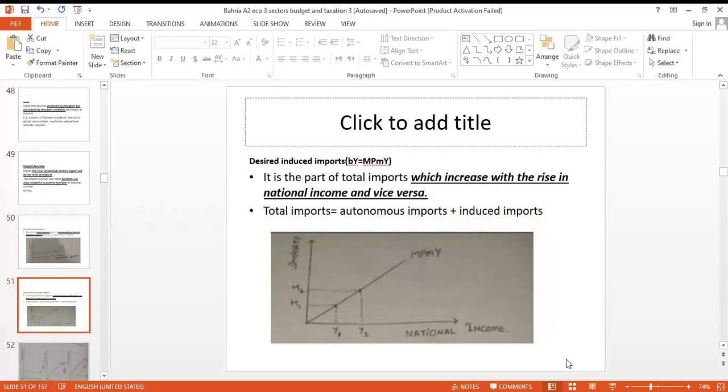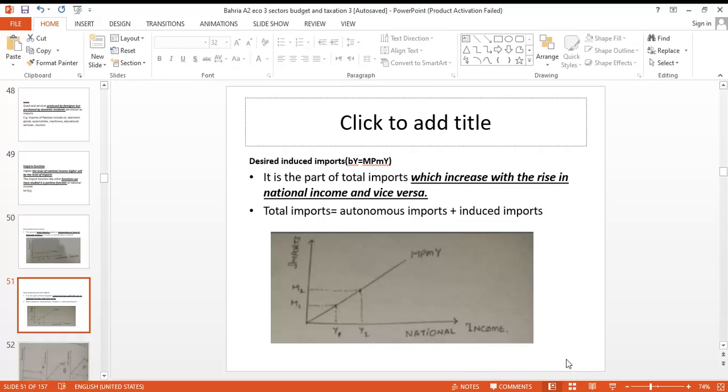But there is also an element of induced imports. As the incomes rise, they will induce an increase in imports. People may demand goods from abroad. How much they will demand will depend upon the gradient of the import function. And the gradient of the import function is known as the MPM, the marginal propensity to import.